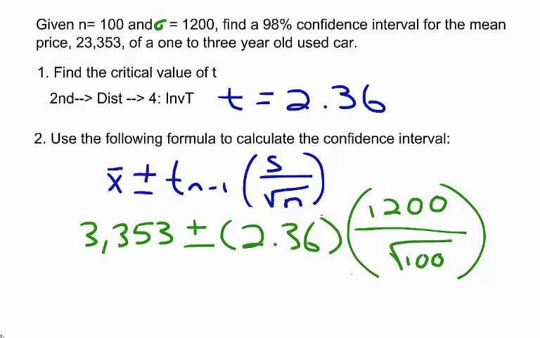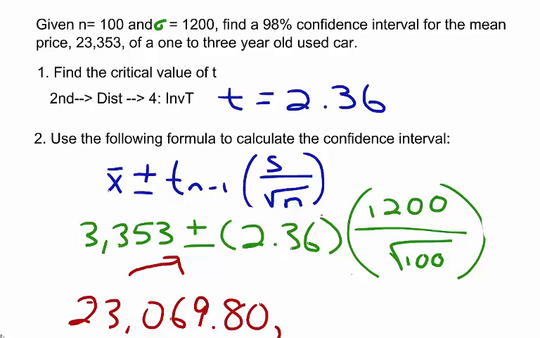When I calculate my value for the lower bound of my confidence interval, I use the minus sign. So in other words, in my calculator, I type in 23,353 minus the product of 2.36 times 1,200 divided by the square root of 100. This gives me a result of $23,069.80.